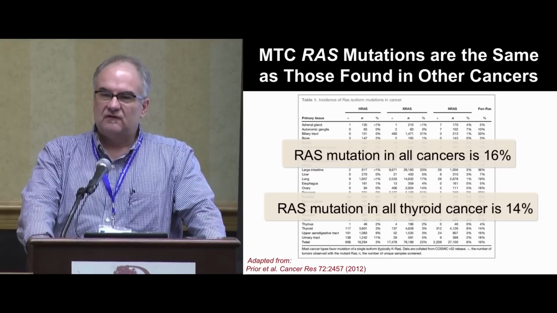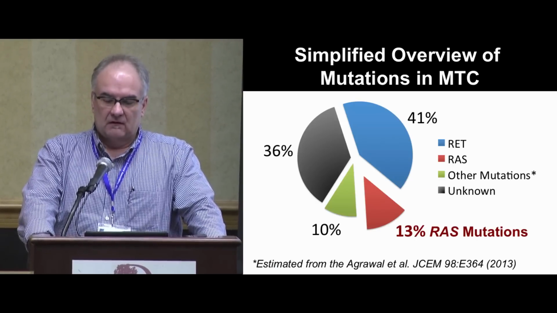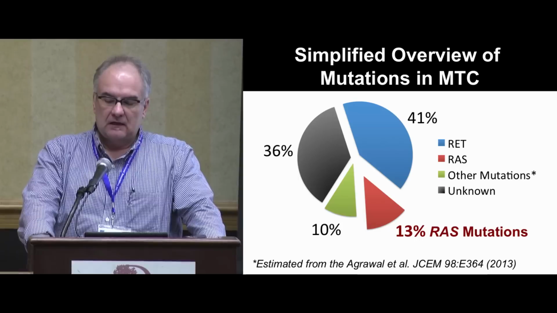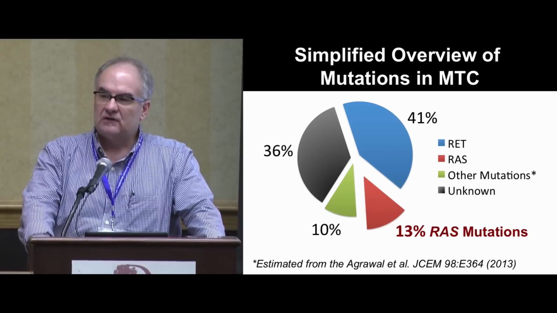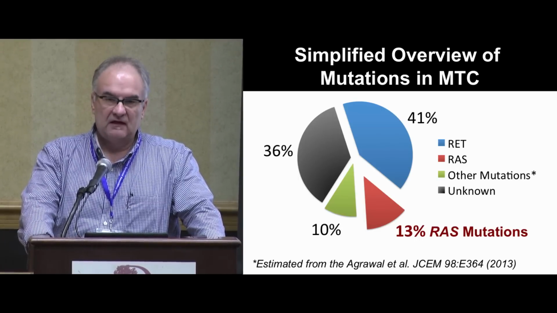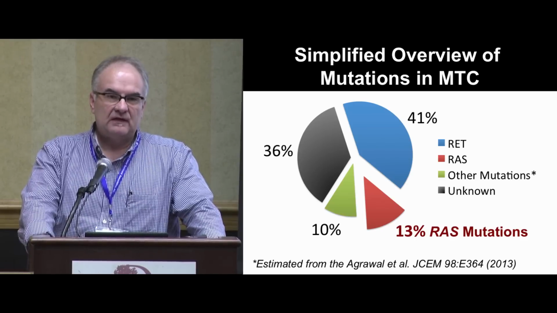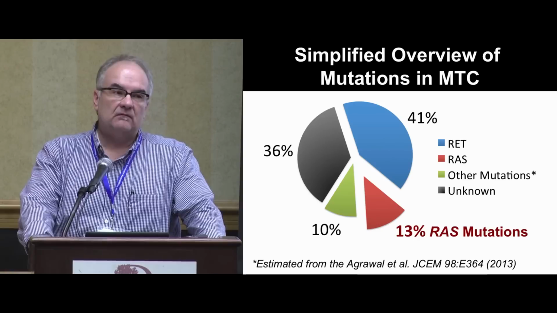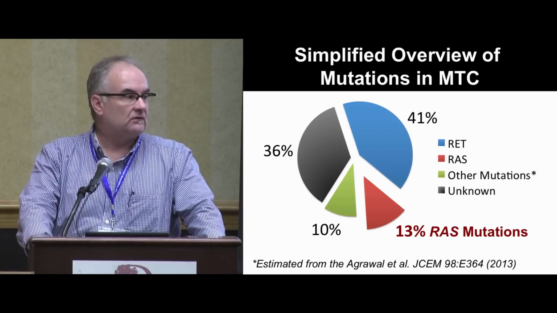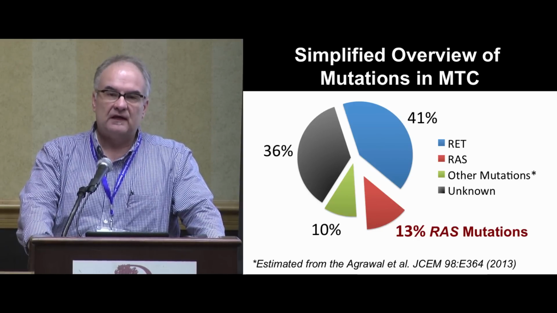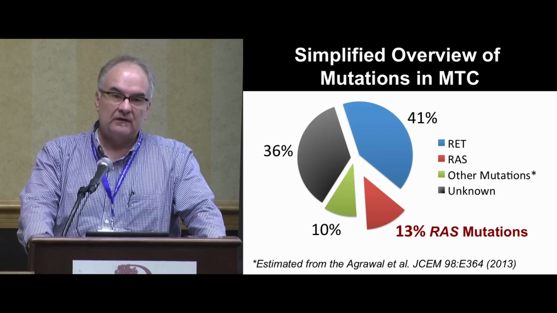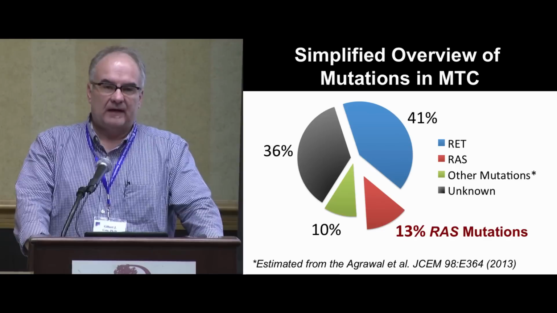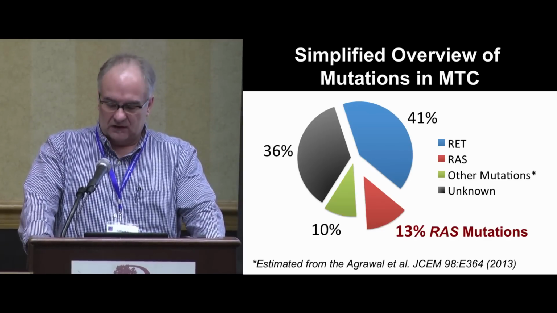So let me just give you this very, very simplified view. RET, 41%, RAS, 13%, other mutations based from the Johns Hopkins group, probably about 10%. That leaves 36% of people with MTC. We just don't know. And I'm sorry, I can't give you an answer to that, and we're still looking. We're trying to figure out what is in that group. We've got a few nibbles here and there, and hopefully we'll figure that out. But it's not all bad news. I mean, there is research going on looking to address this.